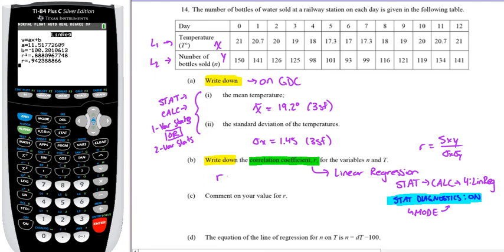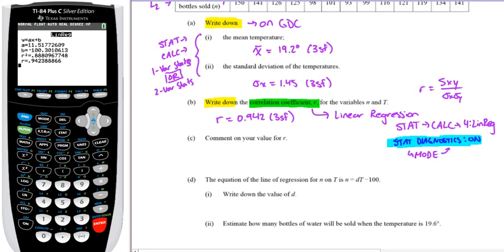my R value. So I'm going to round my R value to 3 sig figs, 0.942, and that's rounded to 3 sig figs. And then I found my R value, and I'm going to keep that screen because I'm going to need it for a later question.